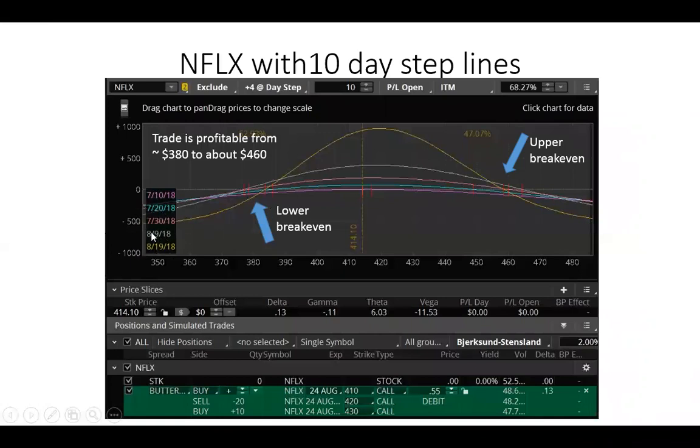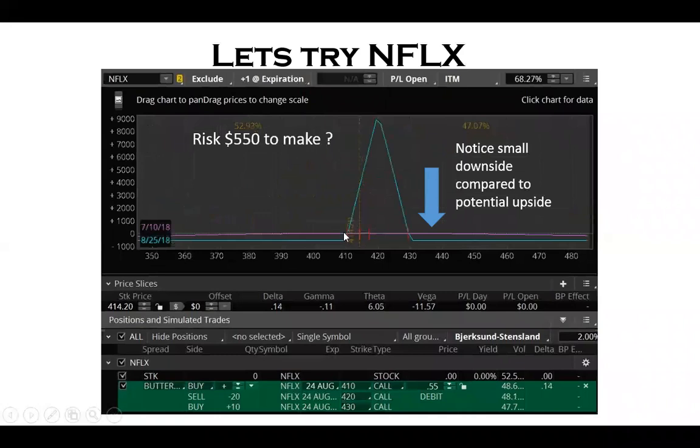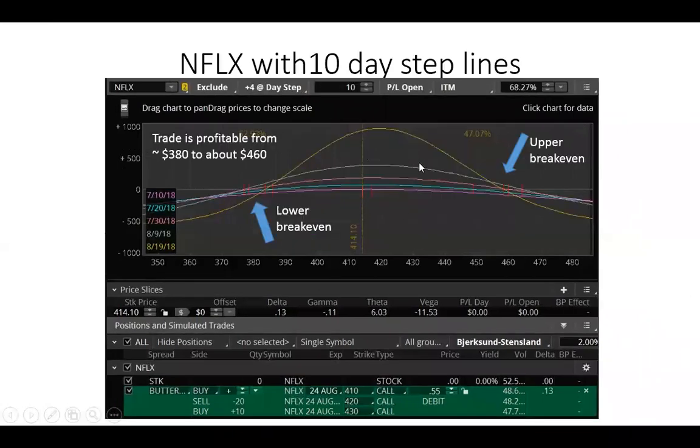Now notice the dates over here on the bottom left. Those correspond to the colors of these lines, but I kind of put this in to show you. You're starting out with a graph that's looking like this with a seemingly narrow range of profitability, but in fact it's much wider than it would appear. So your lower break-even at expiration is way down here at 380 or something, and your break-even at expiration up top is 460. So that's a pretty wide range of profitability to put out $500.